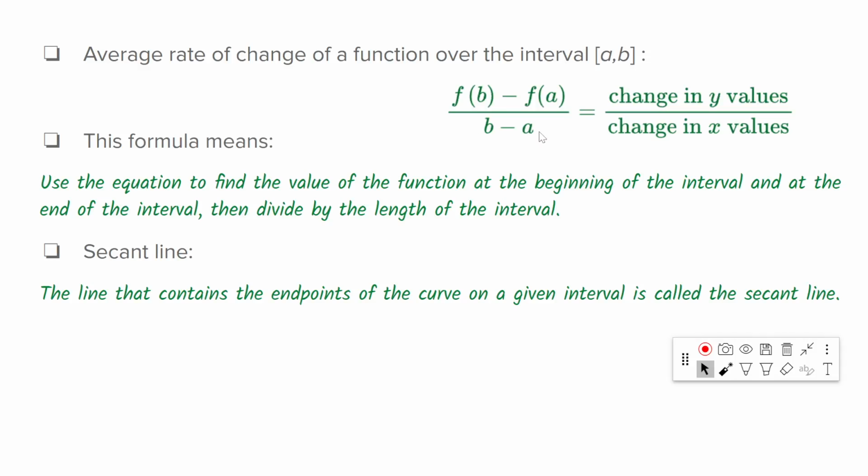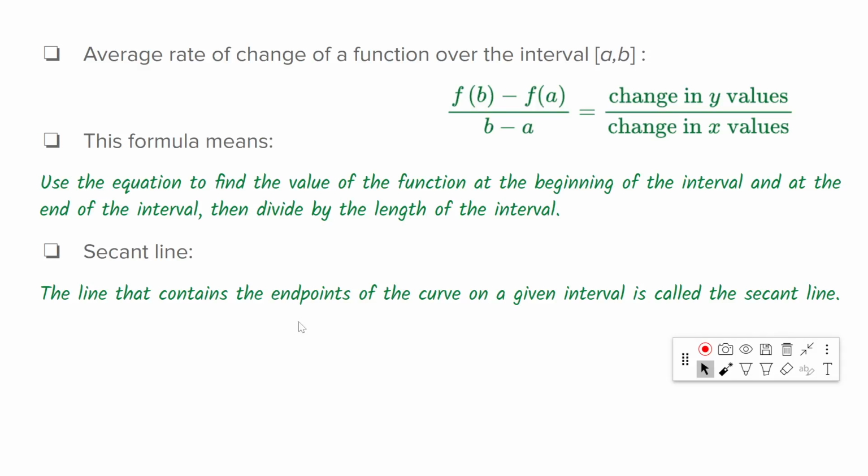To find the length of the interval, you take the second value of the interval and subtract the first value of the interval. That's going to give you your change in x values. What this means is you're going to find the value of the function at the beginning of the interval and at the end of the interval, and then you're going to divide by the length of the interval.